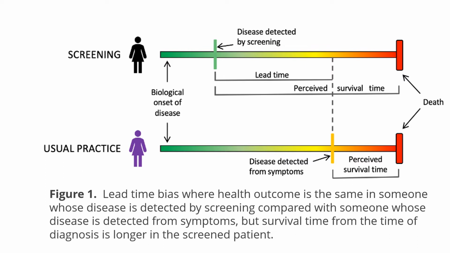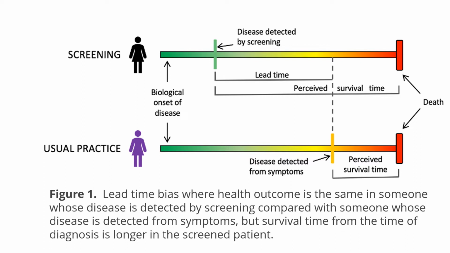In this particular scenario, let's look at the black figurine at the top. Here, the black figurine is the screening case who is seeking screening, and the purple figurine is the one who is going through the usual practice of being diagnosed in the usual time with no screening. The biological onset of disease for both the persons is at the same point of time.